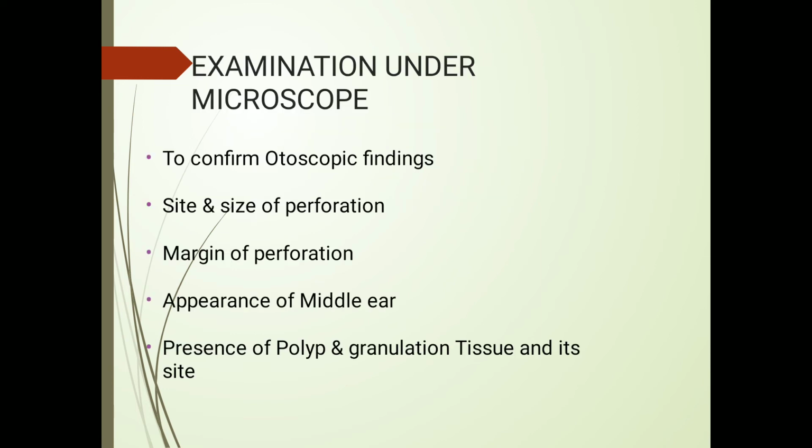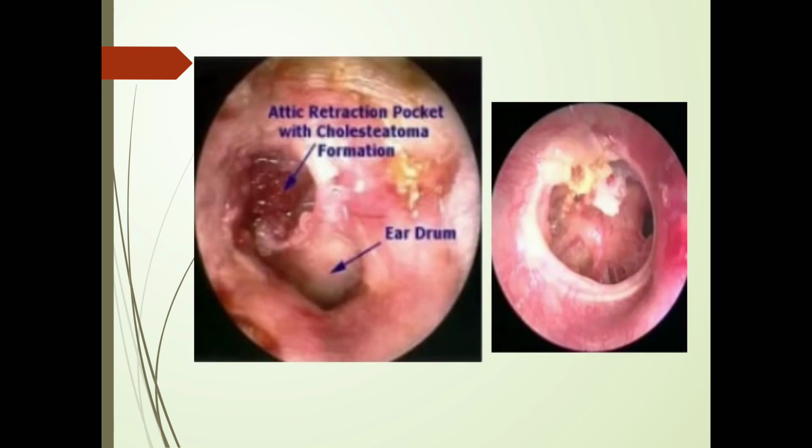Examination under microscope to confirm otoscopic findings: site and size of perforation, margin of perforation, appearance of middle ear, presence of polyp and granulation tissue and its site. Attic retraction pocket with cholesteatoma formation. Eardrum.